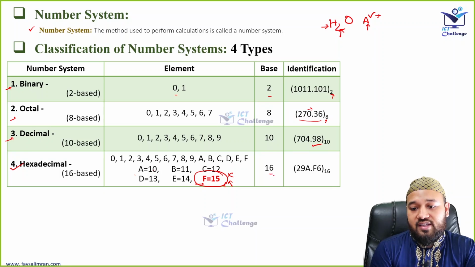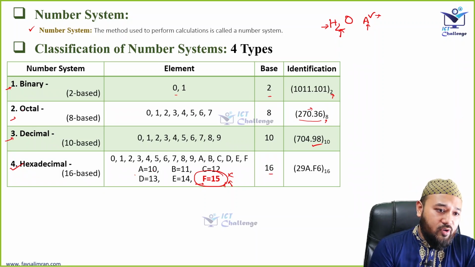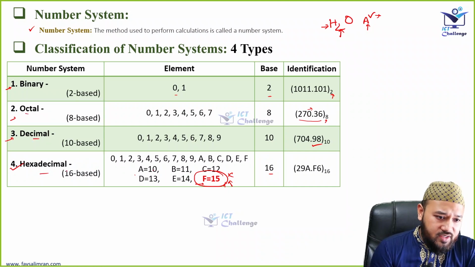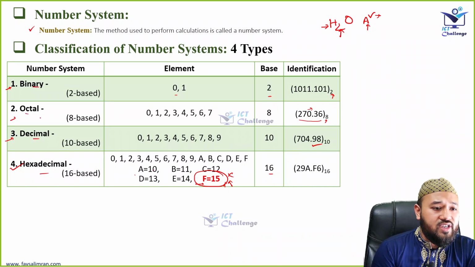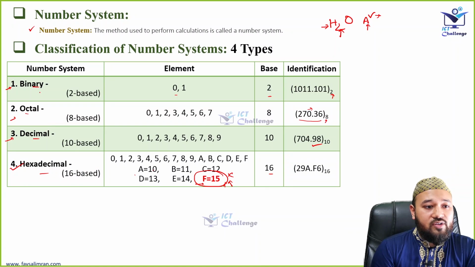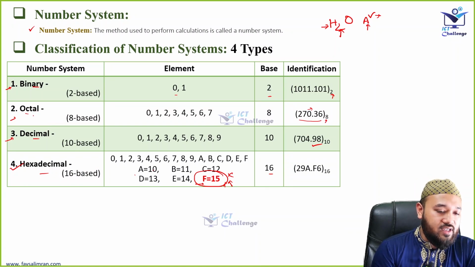And the base is 16. That is called the hexadecimal number system. The names of these systems come from the Latin language, and we are reading in Latin: binary, octal, decimal and hexadecimal.